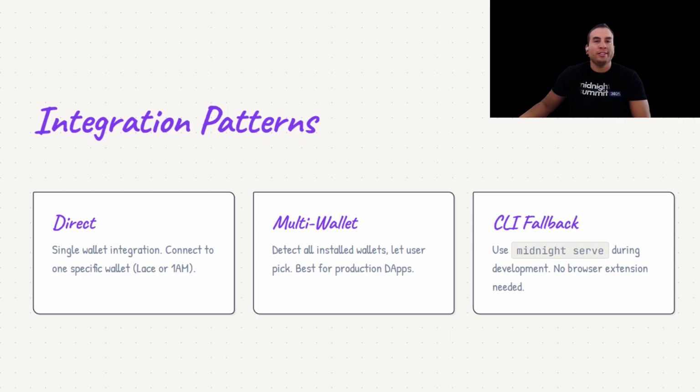Third, CLI fallback. During development, use Midnight Surf from episode 1 instead of a browser extension. No extension to install, no pop-up to click, same API. This is what makes the Midnight developer experience smooth. You develop against the CLI and deploy against browser wallets with zero code changes.